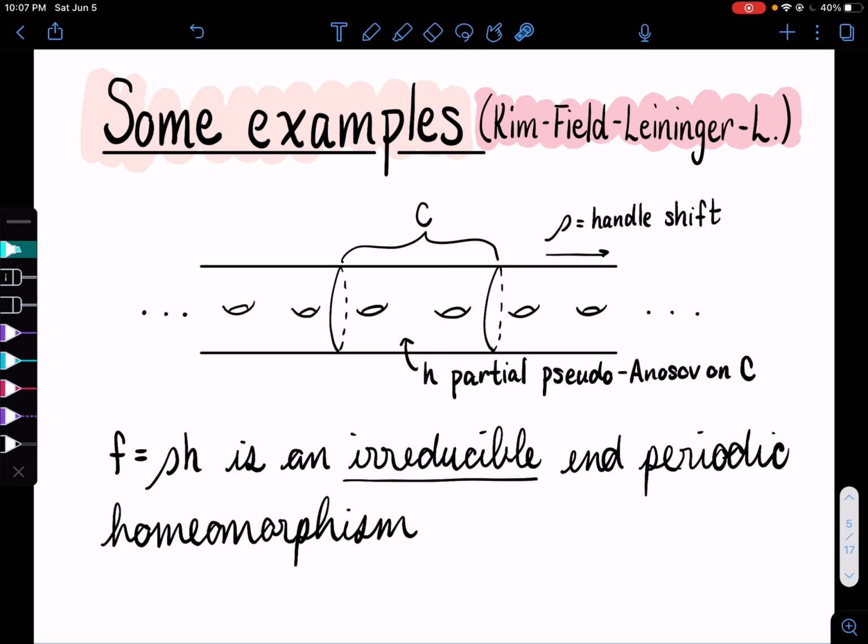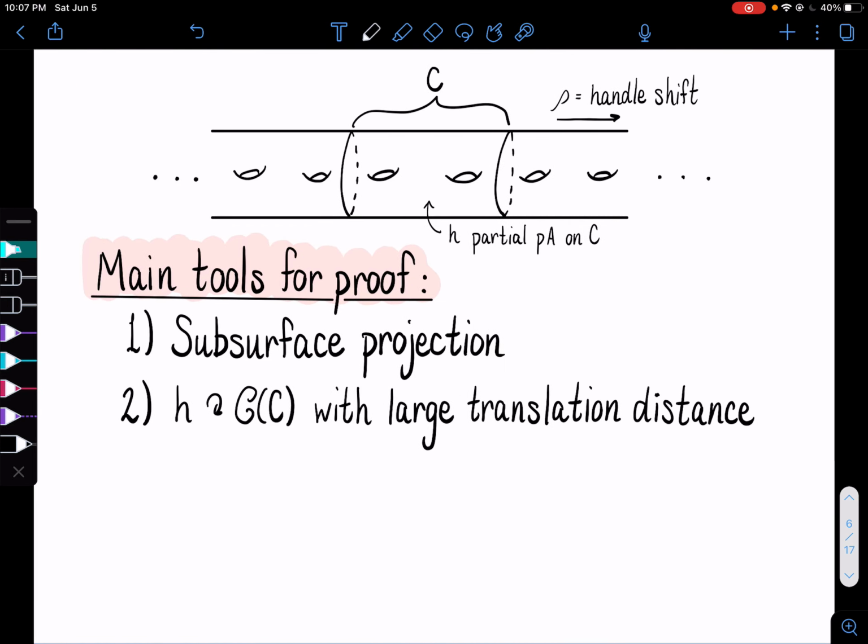Okay, so I won't get too far into the proof, but I do just want to highlight a couple of the tools that we used. The main tools are familiar tools for studying homeomorphisms of finite type surfaces. So we use subsurface projection, as well as the fact that this pseudo-Anosov acts on the curve complex of C with large translation distance. Here, this is the curve complex. Really, we just need the curve graph of C.